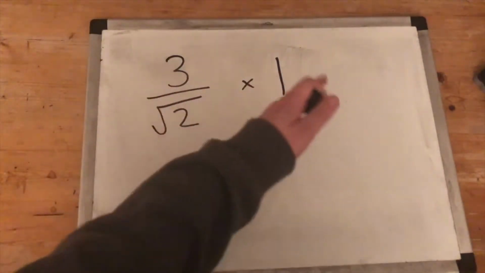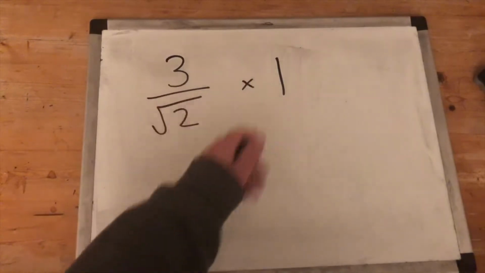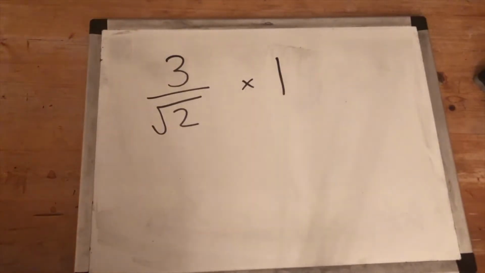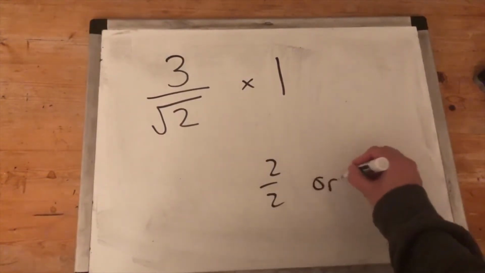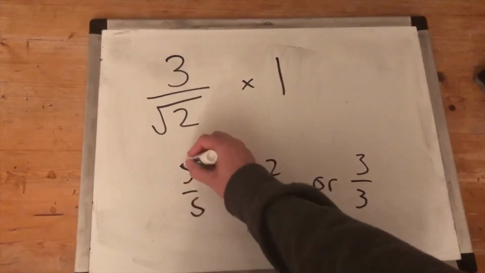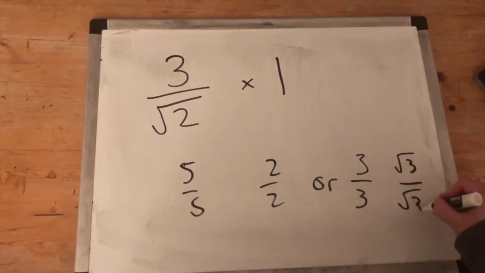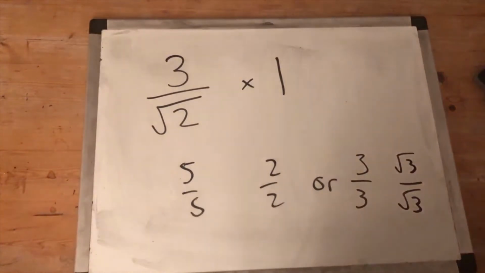3 over root 2 times 1, we've kept the question the same. But it doesn't help us because we've just multiplied it by 1. So what we need to do now is think creatively. We need to think what are some other ways that we can write 1. Well, we could do times 2 over 2, or 3 over 3, or something like 5 over 5. We could even do something like root 3 over root 3. All of these help us, but they don't help us enough.